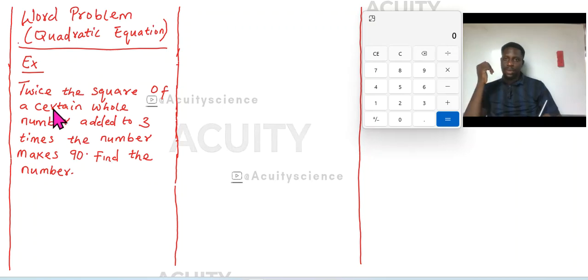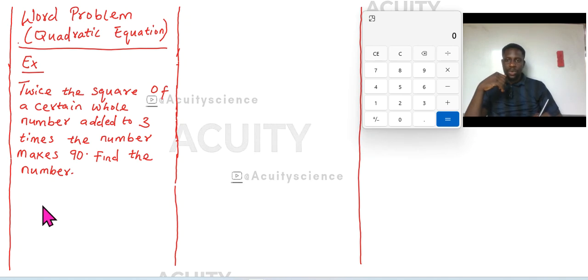Okay, twice the square of a certain whole number added to 3 times the number makes 90. Find the number. Okay, let's take this. Let's take the statement gradually as it comes so we can come up with an equation.